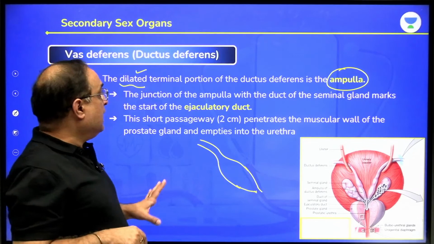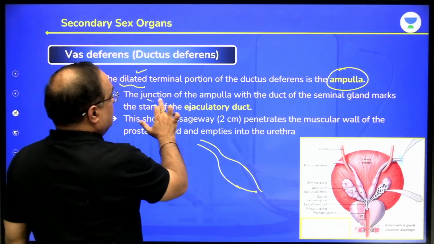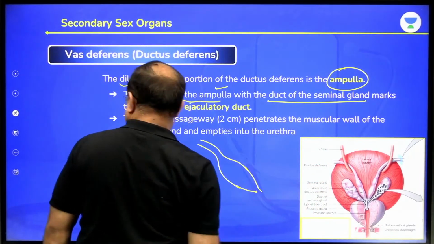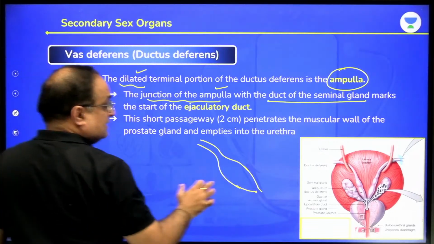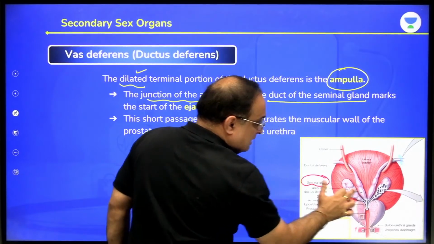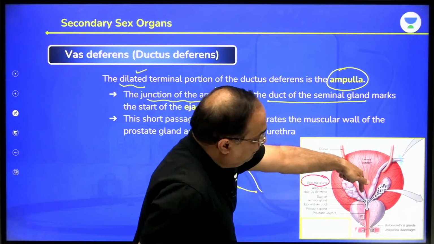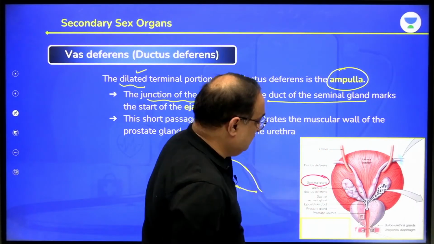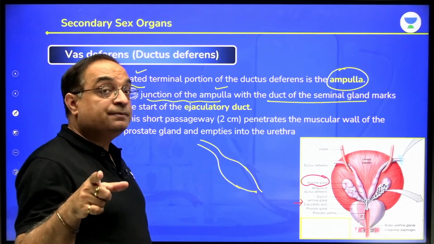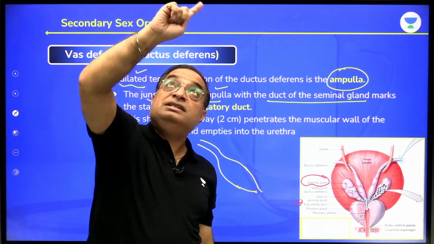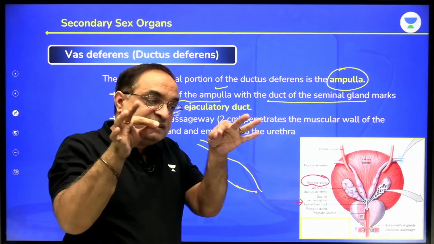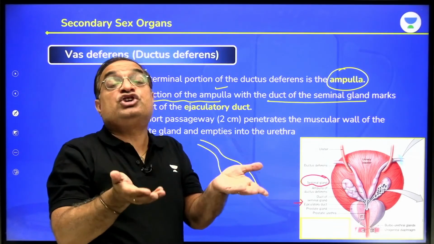Is it clear? Sperms remain stored in the ampulla. The junction of ampulla with the duct of seminal glands. Now see in this diagram, I'll show you seminal vesicles. It's written seminal gland, so it is seminal vesicle. Seminal vesicles have their own duct. Ampulla joins a duct from the seminal vesicles and then it forms the ejaculatory duct. This question has appeared in NEET, right? Vas deferens moves up towards the abdomen, crosses the urinary bladder, dilates to form ampulla, which receives a duct from seminal vesicles to form ejaculatory duct.